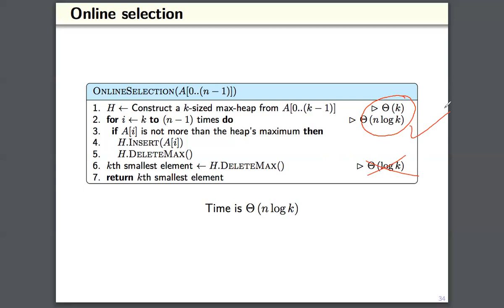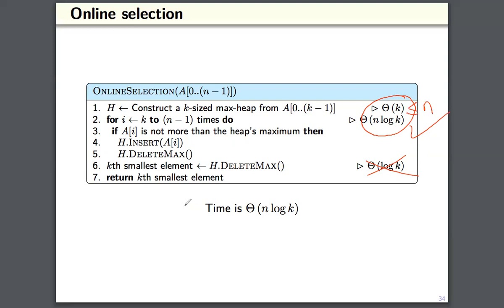So why didn't we write k plus n log k? Why did we write just n log k? Is it because that's always going to be the most important term? Right, n log k definitely dominates k, right? K is at most n. Remember, k is at most n. What about n log k?